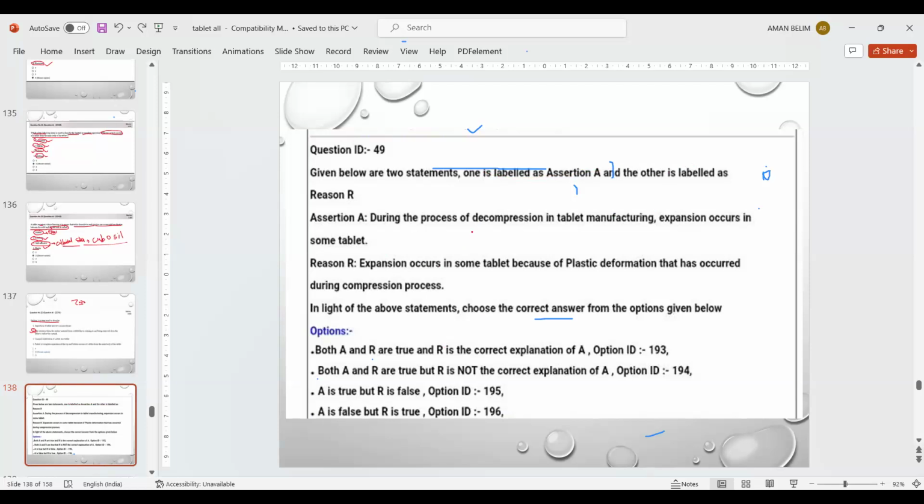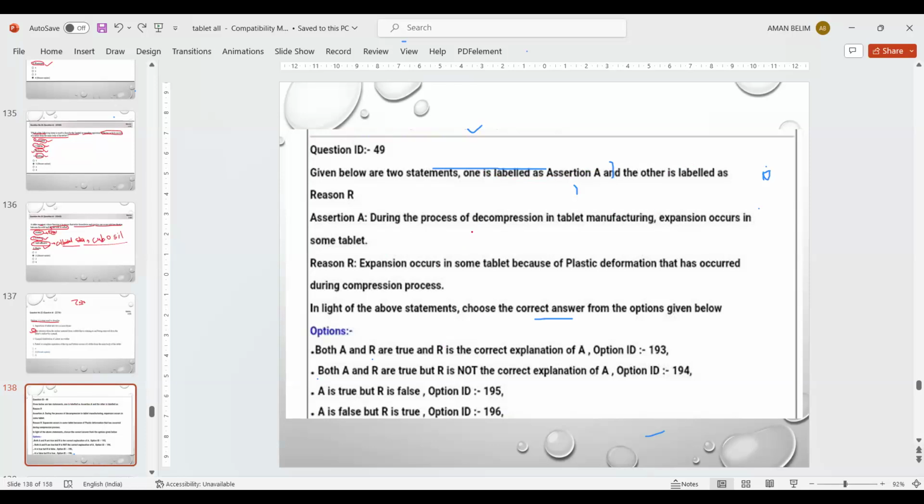Last question for today's class. Given below are 2 statements. One is labeled as assertion A and the other is labeled as reason R. This is also from GPAT 2023. You can see the importance of this chapter, okay?